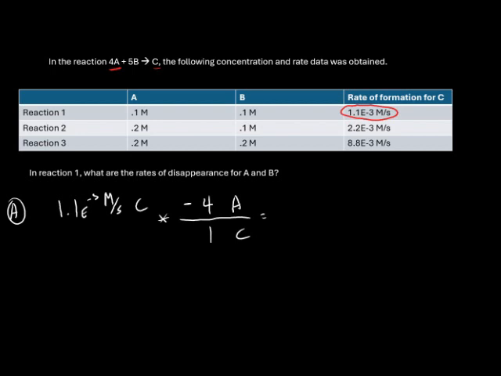If we put this information into a calculator, we'll get that our change for A will be negative 4.4 times 10 to the negative third molarity per second.